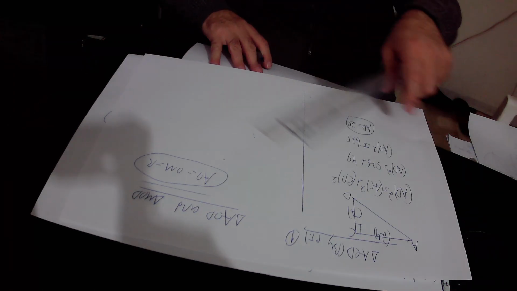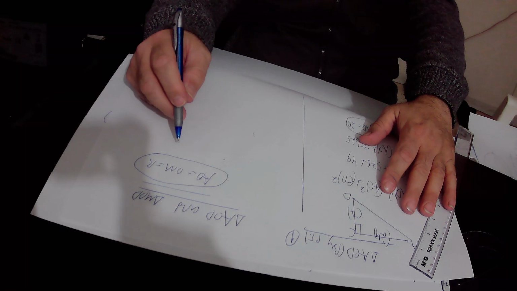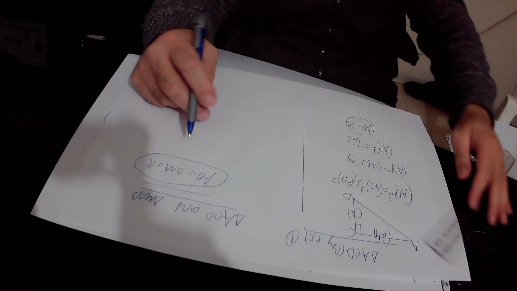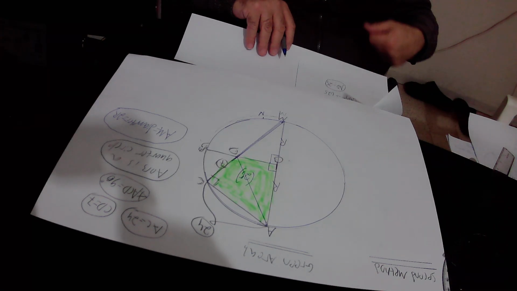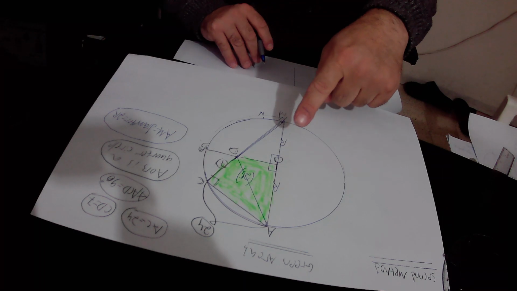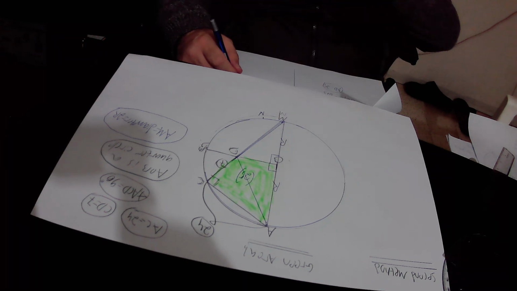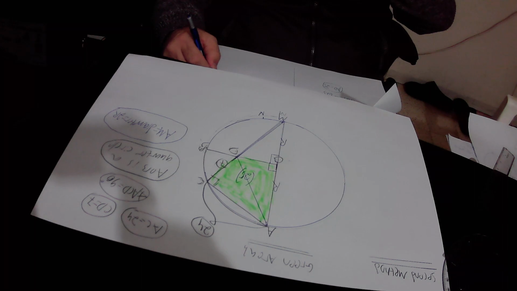Side AO of the green triangle equals side OM of the white triangle. They are both the radii of the circle, therefore they are equal to each other. In addition, we have those two angles that are both equal to 90 degrees, therefore they are equal to each other. So angle AOD of the green triangle equals angle MOD of the white triangle.